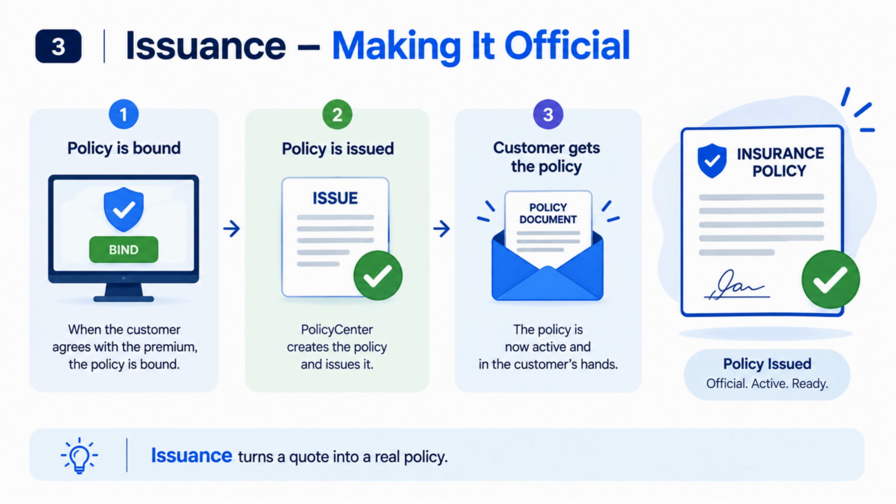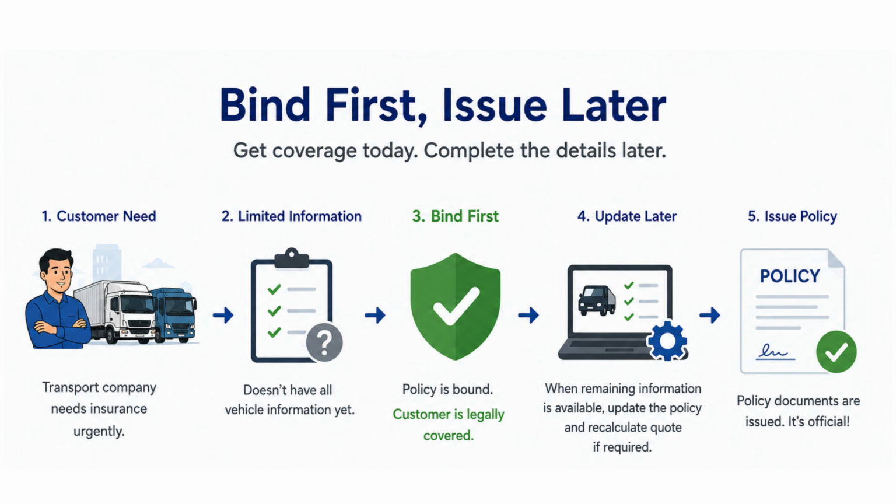Now, let's discuss the transaction issuance. Here's a practical situation. Suppose your customer owns a transport company. He urgently needs insurance today because his vehicles need to be on the road. However, he doesn't have all the vehicle information yet. Should you make him wait? Not necessarily. The policy can first be bound, meaning the customer is legally covered. Later, when the remaining information is available, you update the policy, recalculate the quote if required, and officially issue the policy documents. That's where issuance comes into the picture.